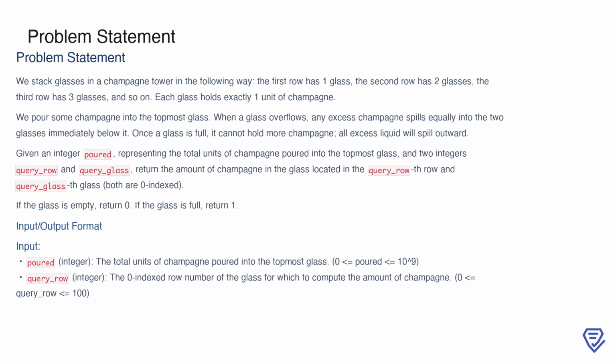Now, given the number of champagne units poured into the topmost glass, we need to calculate how much champagne ends up in a specific glass, identified by its row and position within the row. If the glass is completely empty, the result will be 0. If it's completely full, we return 1.